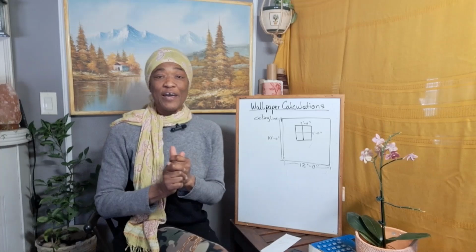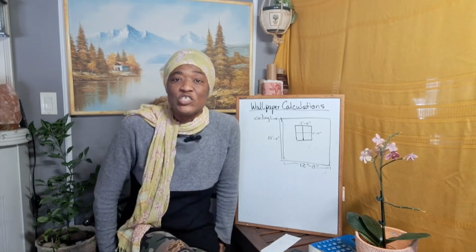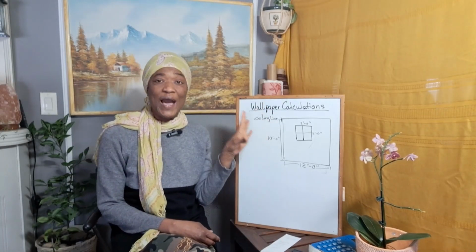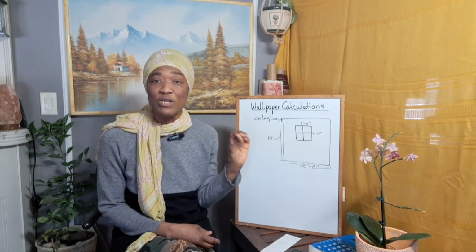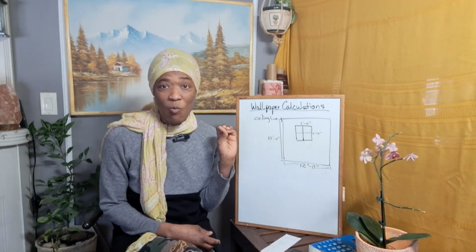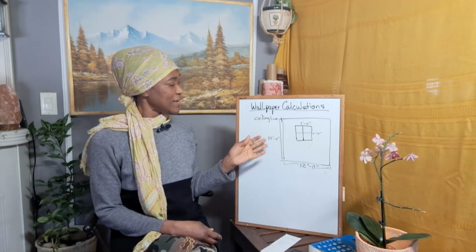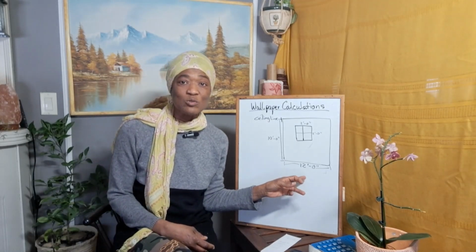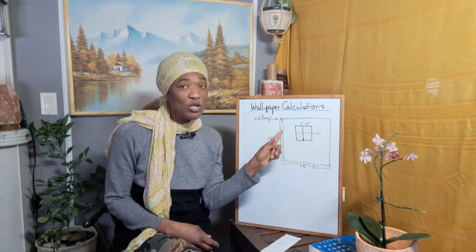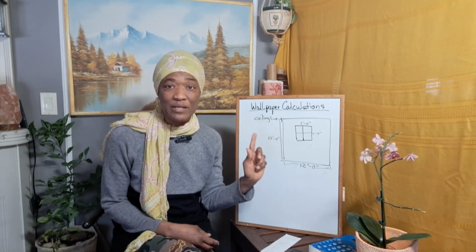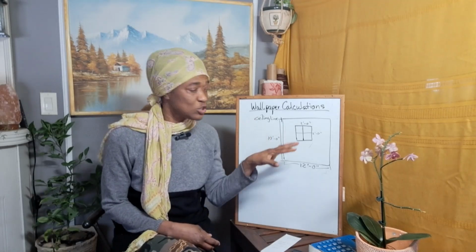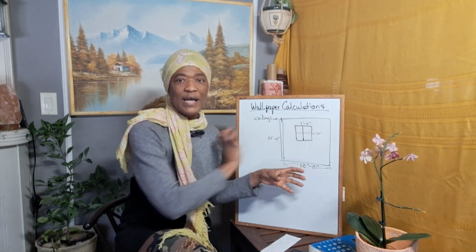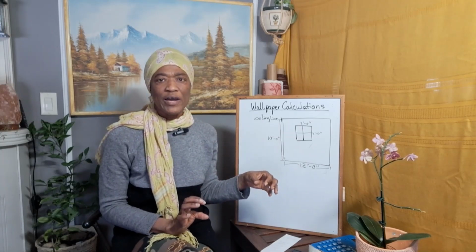In this video, I am doing wallpaper calculation. On the board, we have a diagram which represents a wall. Now the wall is 10 feet high and 12 feet wide. There is a small 2x2 window in the middle. If that's your situation, just pretend there is no window and calculate your wallpaper, right?